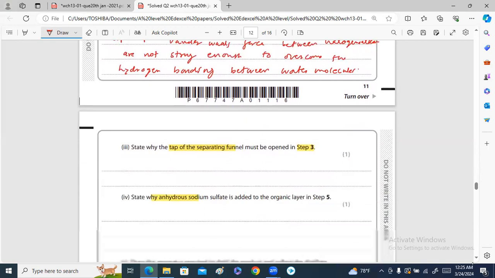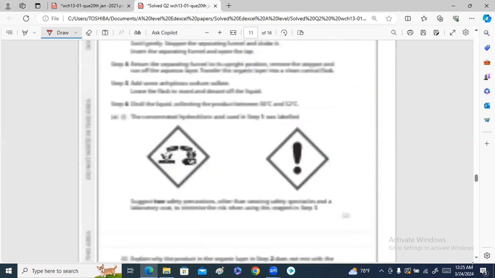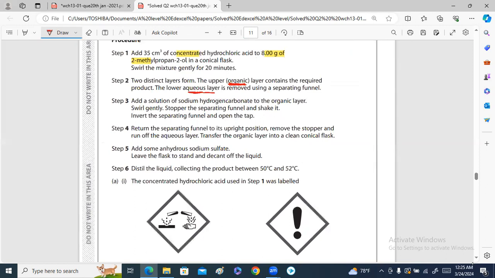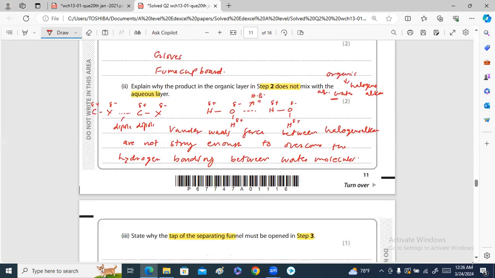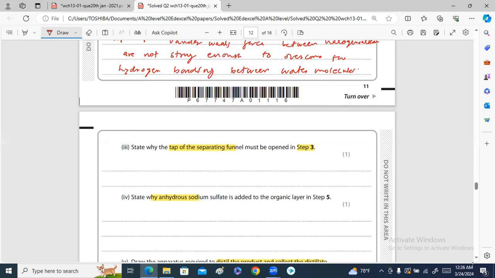The next part is: state why the tap of the separating funnel must be opened in step 3. Let's check step 3. Add sodium hydrogen carbonate solution to the organic layer, swirl gently, stopper the separating funnel and shake it, invert the separating funnel and open the tap. Okay, so in this, carbon dioxide is produced. So to release the pressure of the carbon dioxide, this is done.